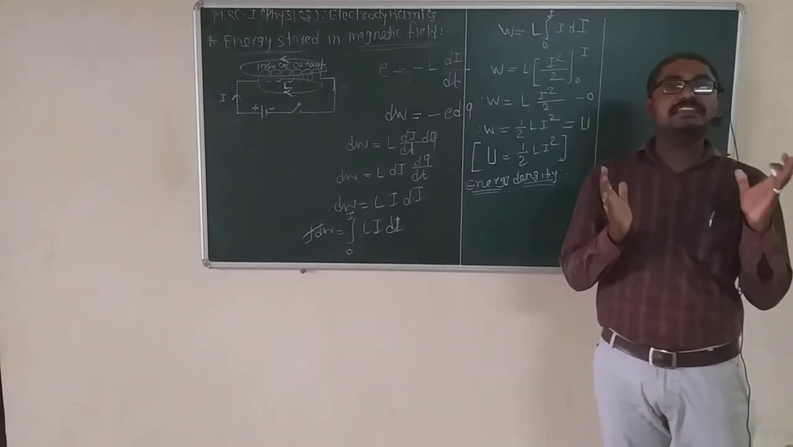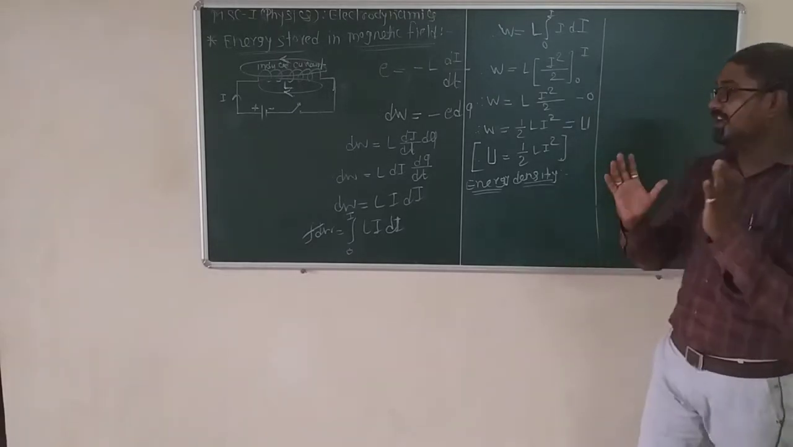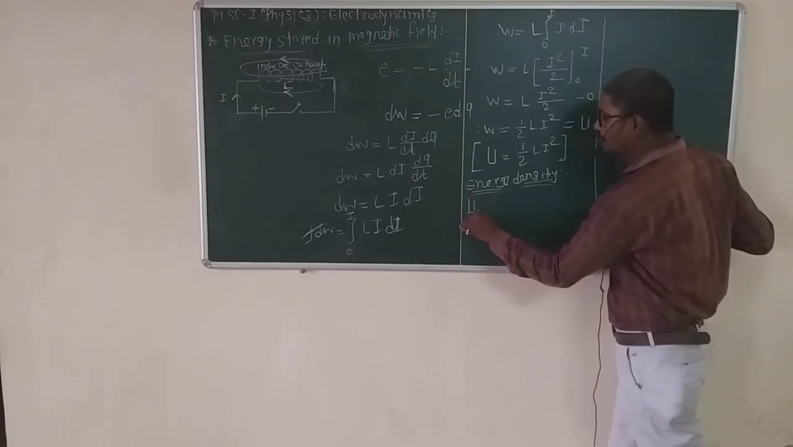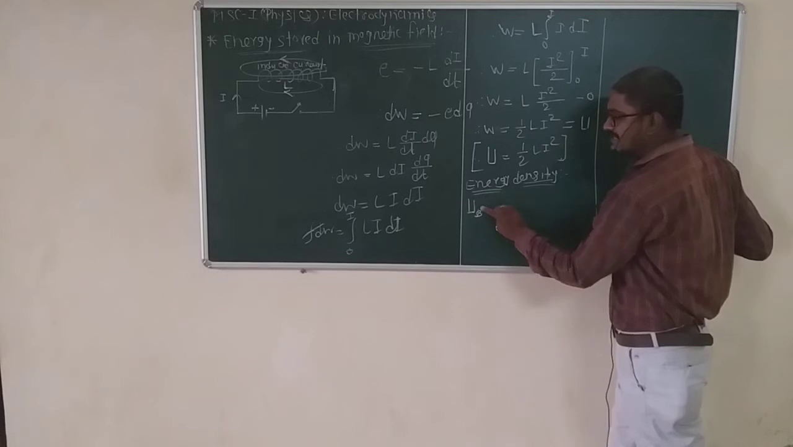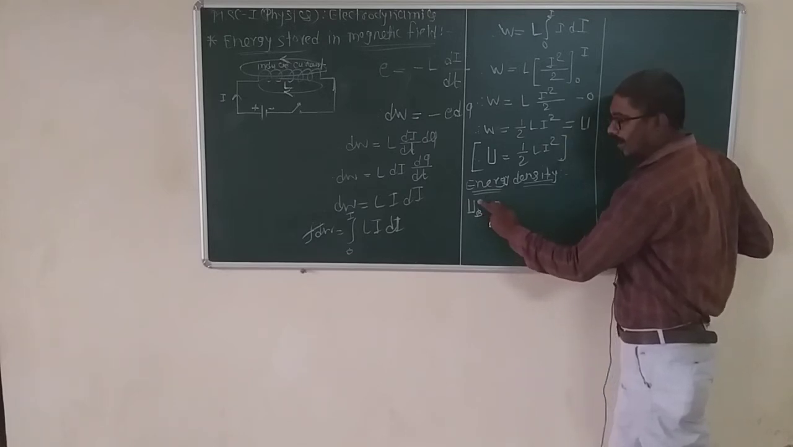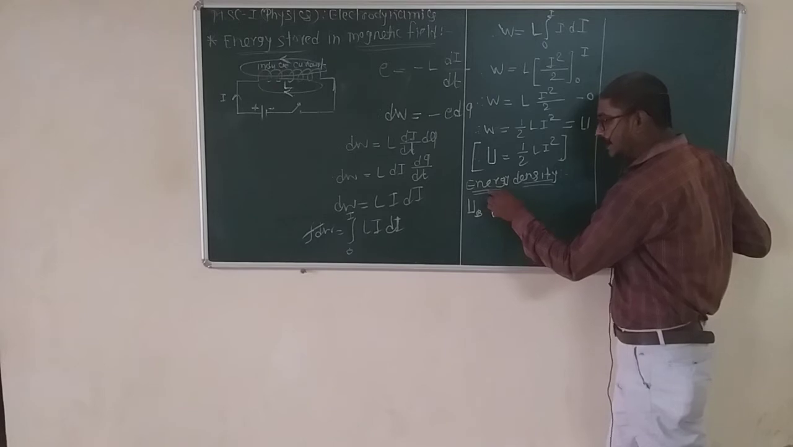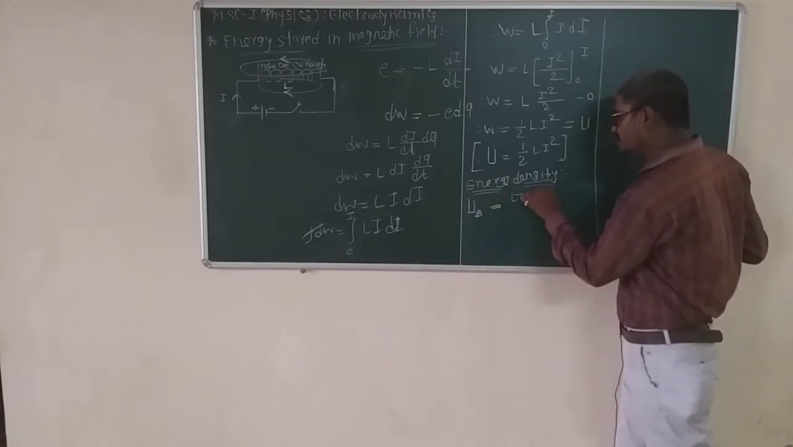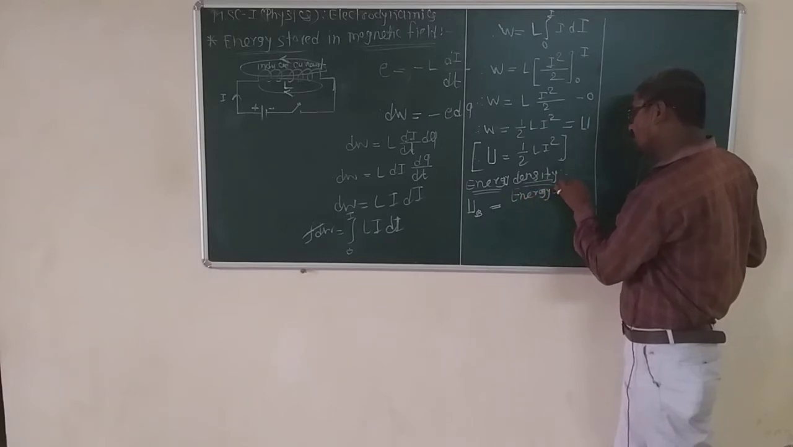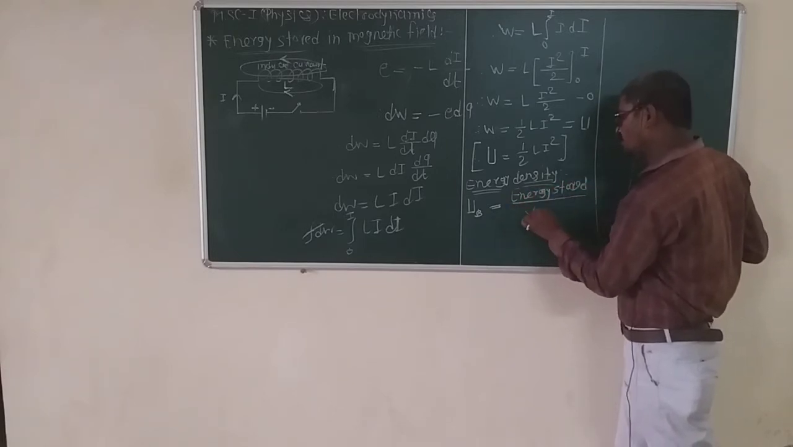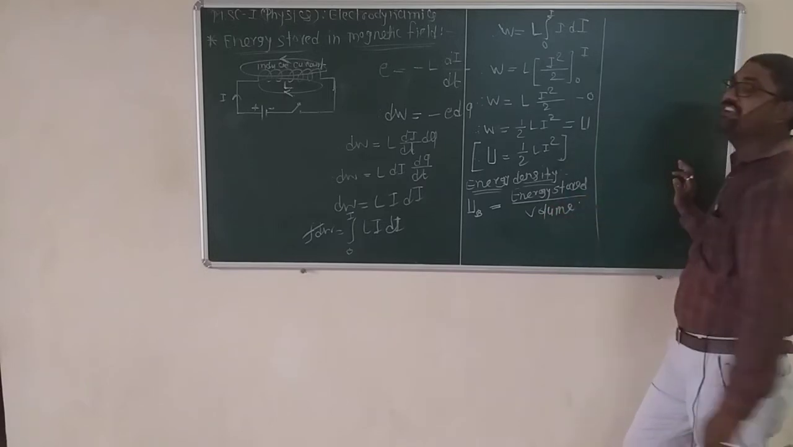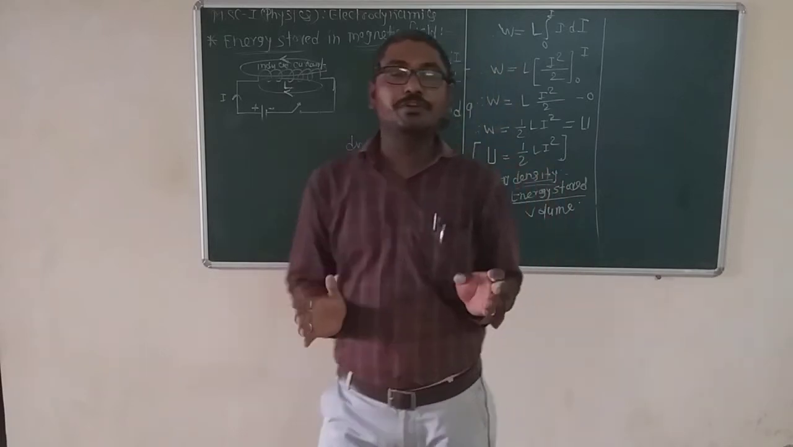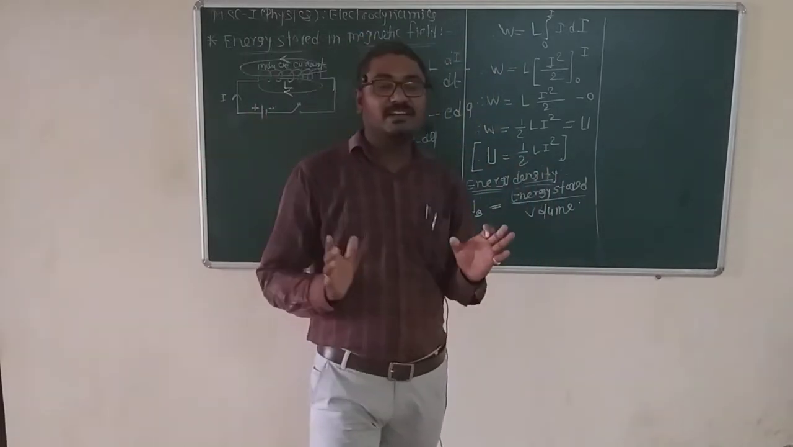Let's see. The energy density is defined as the energy stored per unit volume. The energy density in a magnetic field is denoted by UB, and it is defined as the energy stored per unit volume. This is the definition of energy density.